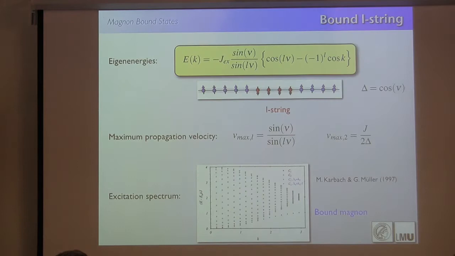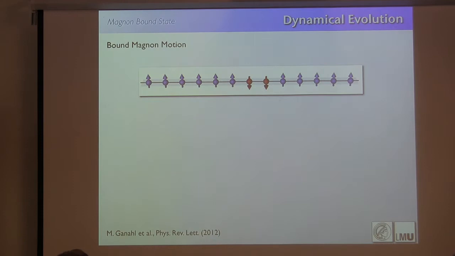Let me go right to the heart of things, how we do this. So we flip two spins. Yeah, for the string states, yes. Do the flipped spins have to be close to each other? Let me explain for two spins. We will see actually that's not exactly the eigenstate, the bound magnon state, and we'll see what the consequence of that is. Let me show you the dynamics actually in a second.